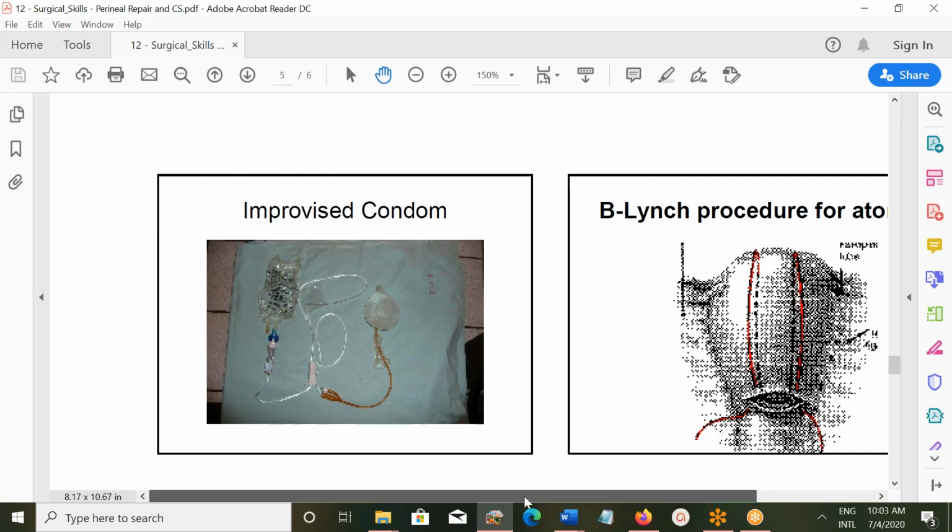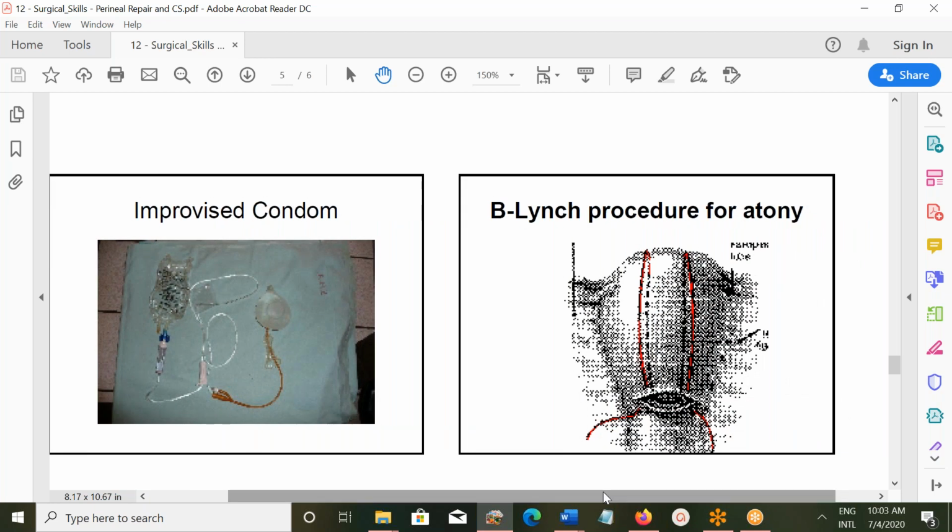Okay. Now for the B-Lynch. You will do B-Lynch if there is atonic uterus. Many students will say that atonic uterus means there is no tone, so what is the benefit of doing it? Still there is benefit. You are going to do it with Vicryl 2. 2.0 means very thin, so that is not going to compress it properly.